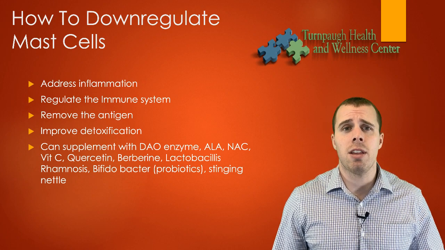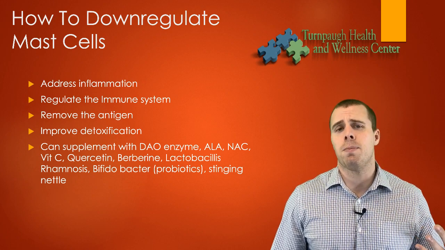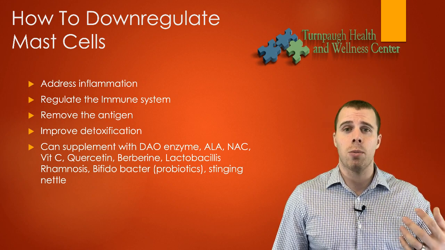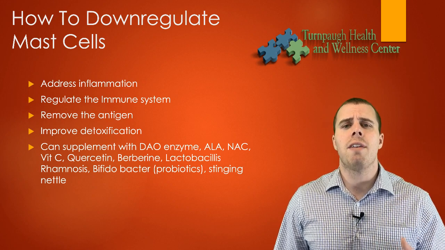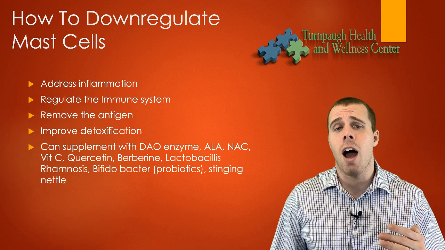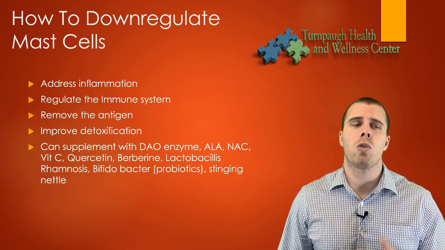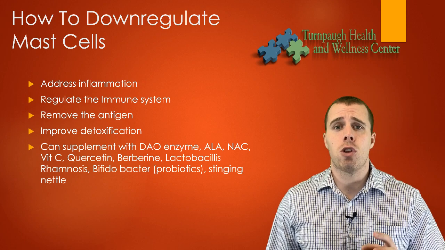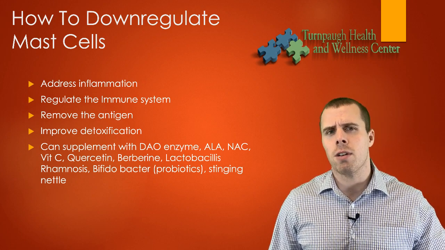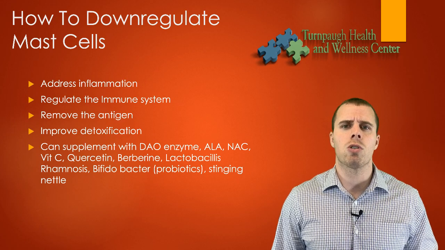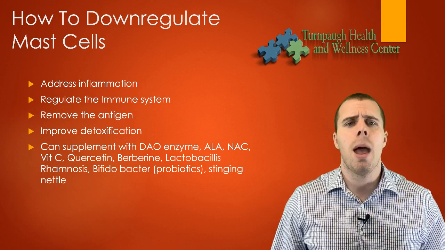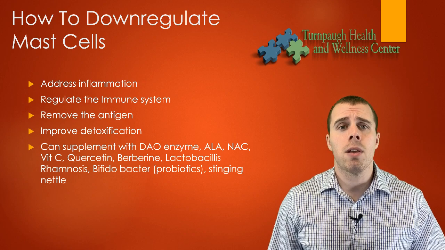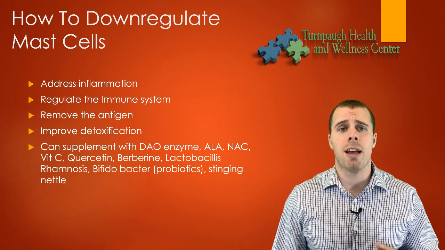We have vitamin C, which, as most people should know, is a powerful antioxidant, which helps to reduce inflammation. We have other supplements that can downregulate the histamine response, such as quercetin, berberine, and stinging nettle. We have 2 probiotics that are really important to downregulating the histamine response, which are Lactobacillus rhamnosus and Bifidobacter. So these are all things that we can do to downregulate that mast cell activation.